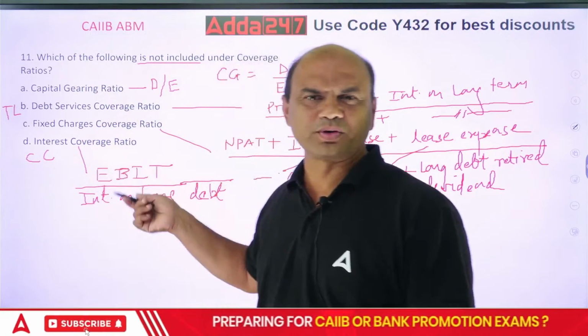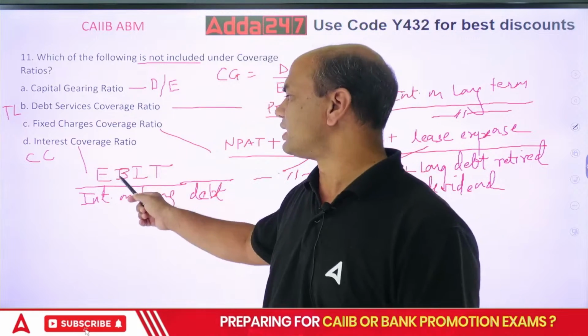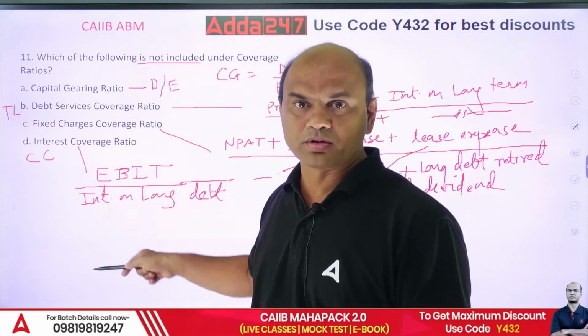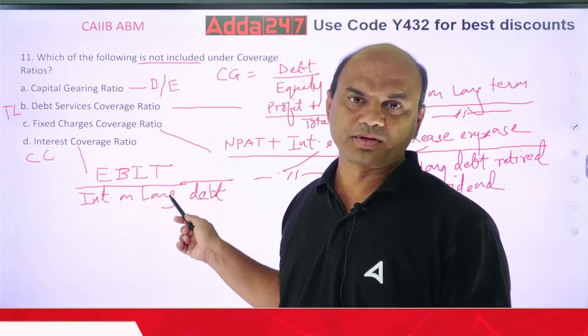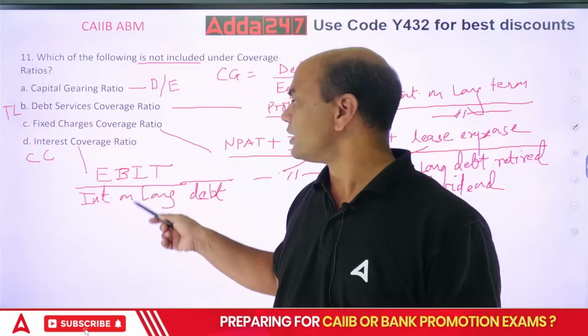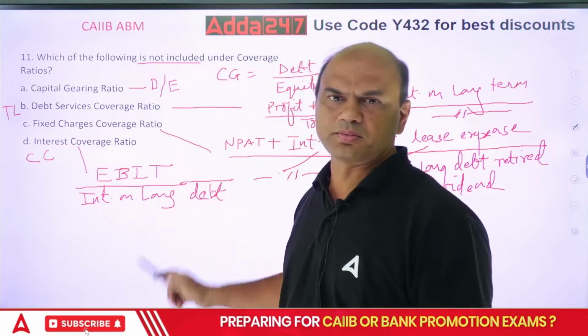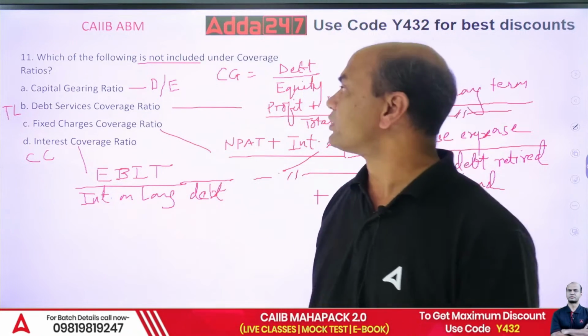That is used for your ICR. EBIT, earnings before interest and taxation, upon interest on long-term loan. So it's very simple: EBIT upon interest on long-term loan. Okay. So which of them is not there?